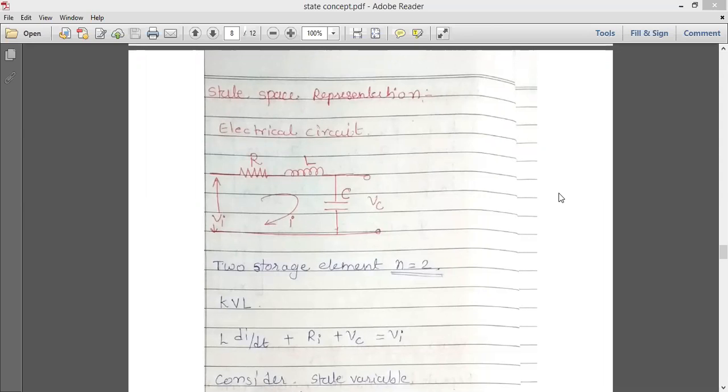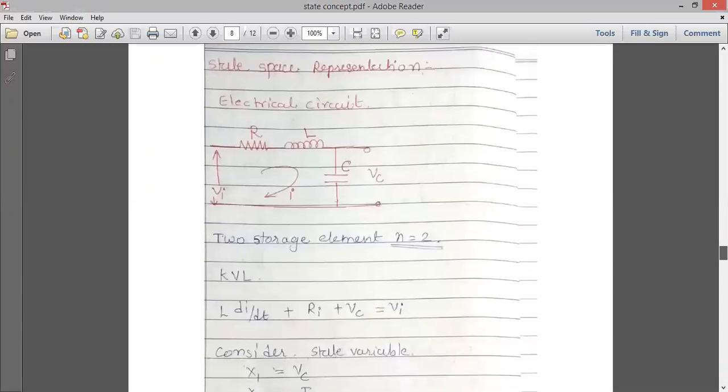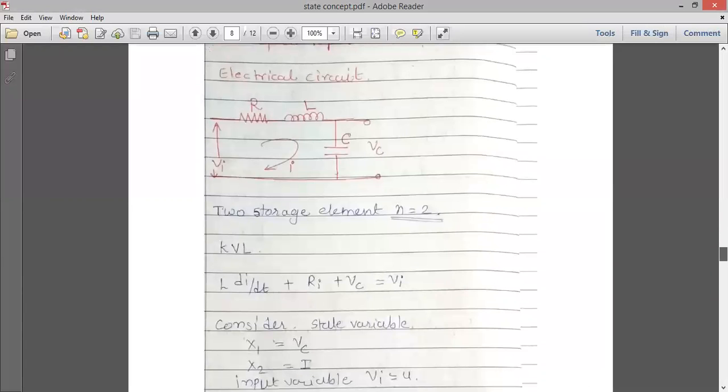For converting the physical variable into a state space equation, there is some criteria. The number of state variables is equal to the number of storage elements. In the given electrical circuit, one capacitor and one inductance are there. So there are two storage elements, and the number of state variables is equal to 2.